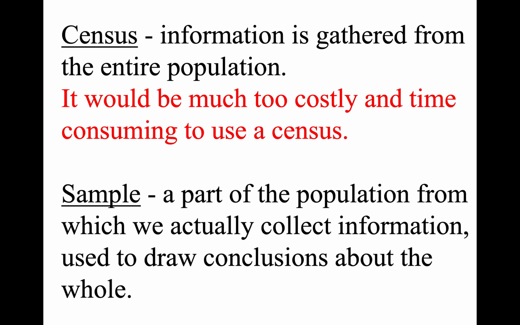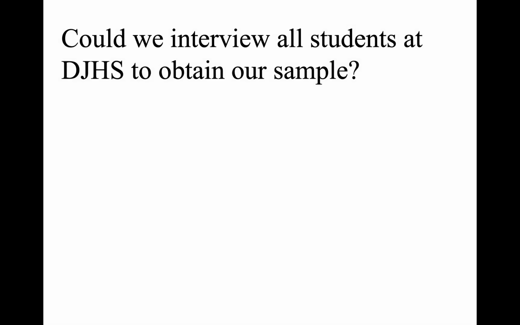So what we do instead, because a census is not reasonable, is we take a sample of the population. A sample is when you take a part of the population from which we actually collect information used to draw conclusions about the whole. So instead of talking to all the high school students in America, we come up with a sample. But there's certain ways that we want to come up with a good sample, and then there's certain ways that you come up with a bad sample that we hope to avoid.